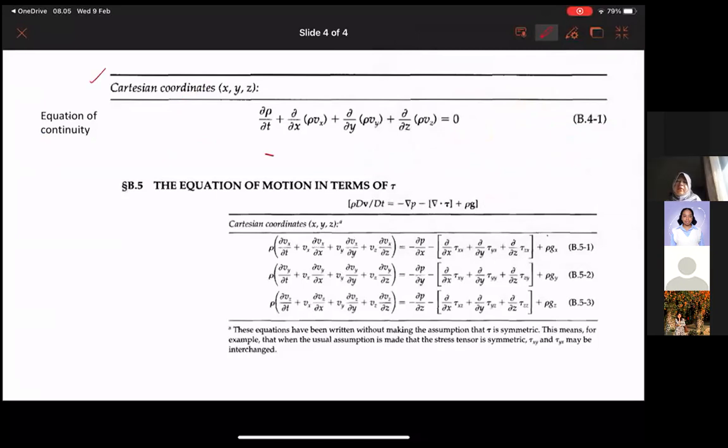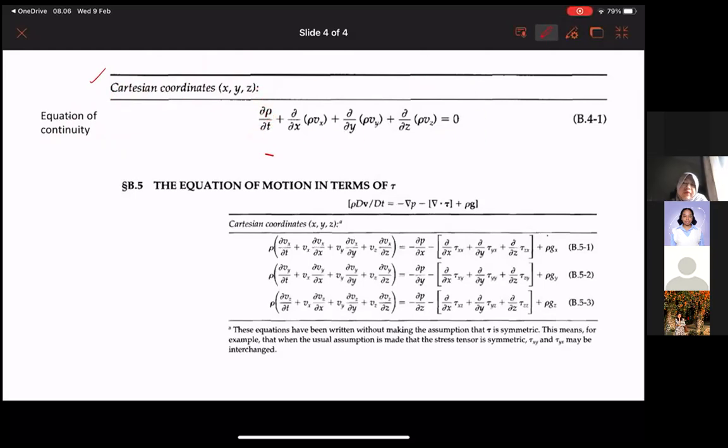Okay, so we need to have a Cartesian coordinate with this one. So to get this equation, you have to go to appendix B and then find the equation of continuity. So one of the skills is you have to identify which equation is appropriate for this case. Okay, the first one is called the equation of continuity, and then identify the coordinates. The coordinates are Cartesian, so you have to pick the equation of continuity for Cartesian coordinates. Okay, so this is the equation.